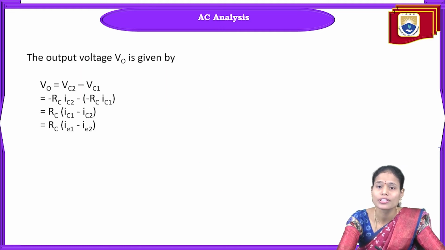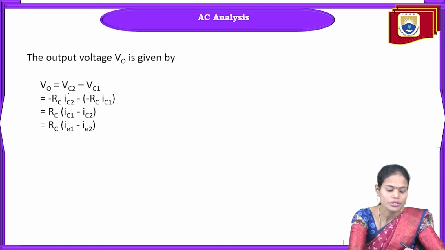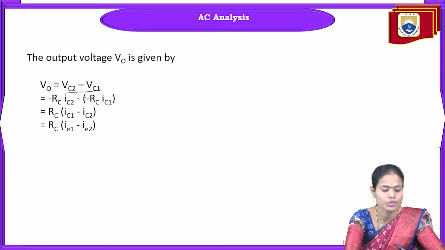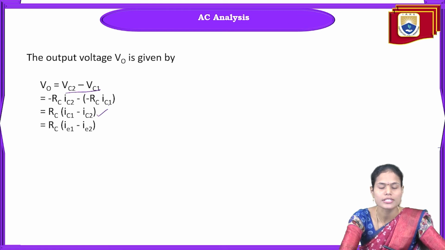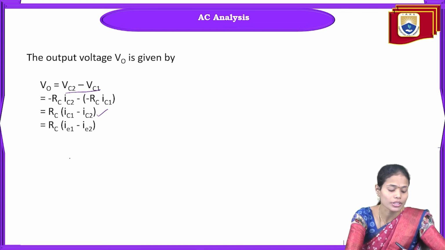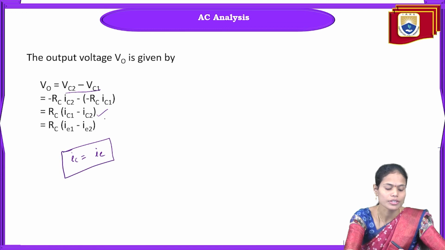And the output voltage is the differential voltage here. Why? Because we are using the two transistors Q1 and Q2, where VC2 is the voltage across the second transistor and VC1 is the output voltage across the first transistor. So the overall output voltage is the difference of the collector voltages of the two transistors, VC2 minus VC1. And VC2 is nothing but the drop across the collector resistance, that is minus RC into IC2, minus of minus RC into IC1. If we take RC common, we get IC1 minus IC2, and we can replace it with IE1 minus IE2. Why can we replace it? Because IC is always approximately equal to IE, so we replace the collector current with the emitter current in this equation.